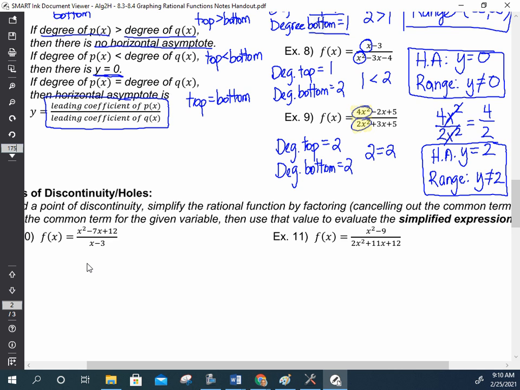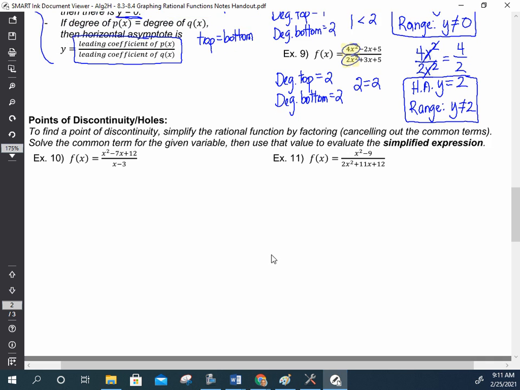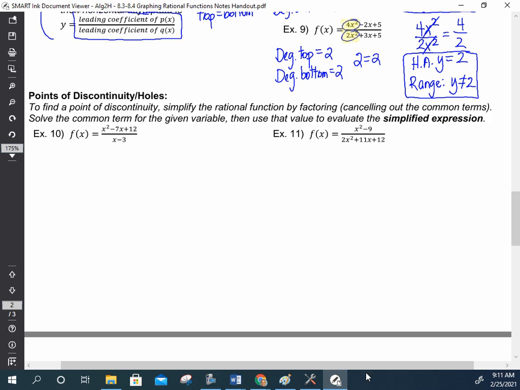So, to find the hole in the graph, to find a point of discontinuity, simplify the rational function by factoring, canceling out the common terms, solve the common term for the given variable, and then use that value to evaluate the simplified expression. So it seems like a mouthful, but it actually isn't that difficult. So let's look at example 10.